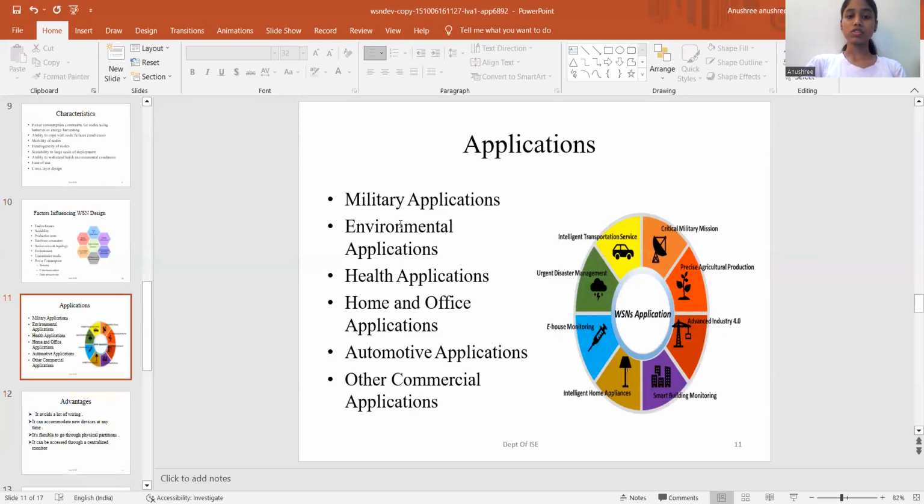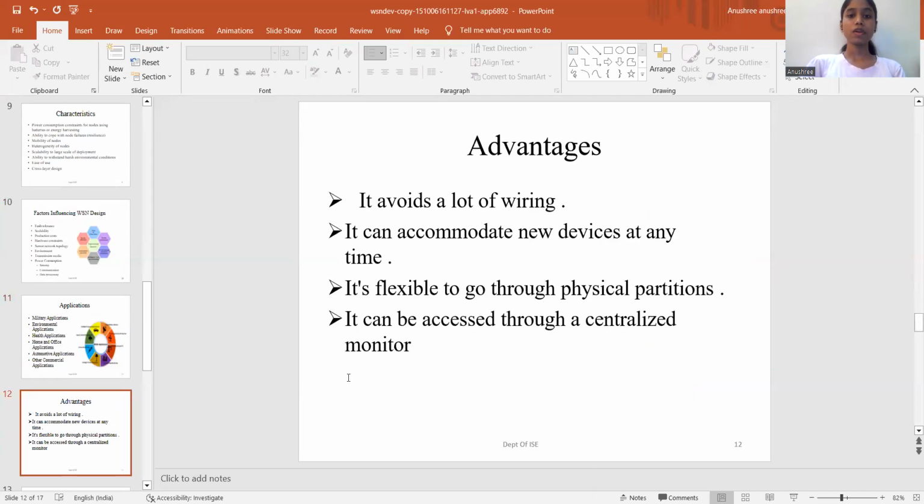Applications. Military applications, environmental applications. It is also applied in health, home and office, automotive applications, and other commercial applications. Advantages: it avoids a lot of wiring. It can accommodate new devices at any time. It is flexible to go through physical partitions. It can be accessed through a centralized monitor.